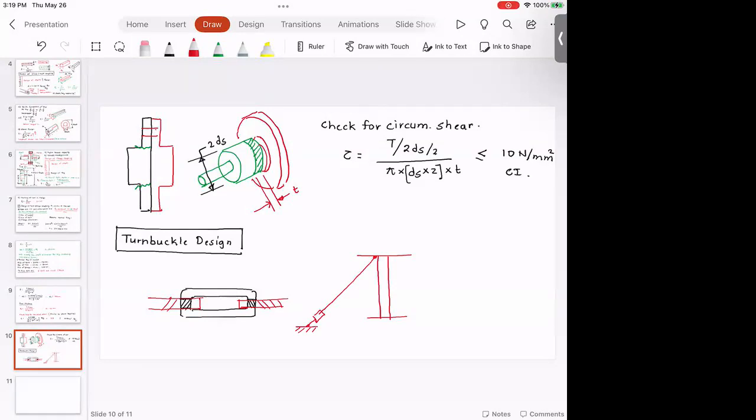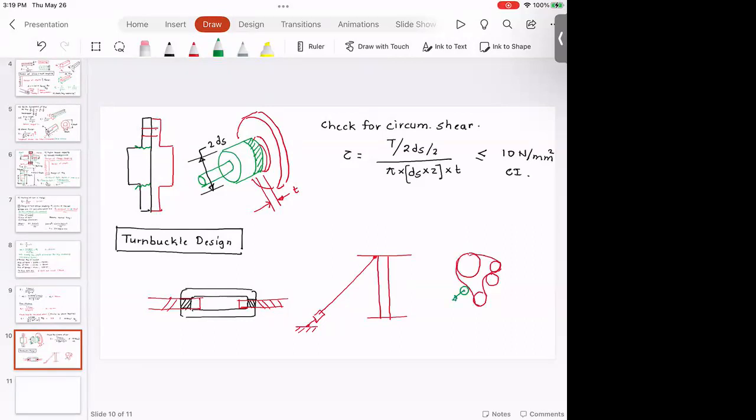A turnbuckle type of mechanism is also used in automotive tensioners. So you have a pulley, an idler pulley, and you have a serpentine belt. That serpentine belt goes around an air conditioning compressor, the generator, the radiator fan and all that stuff. And you have an idler pulley here. This idler pulley is mounted onto the turnbuckle.